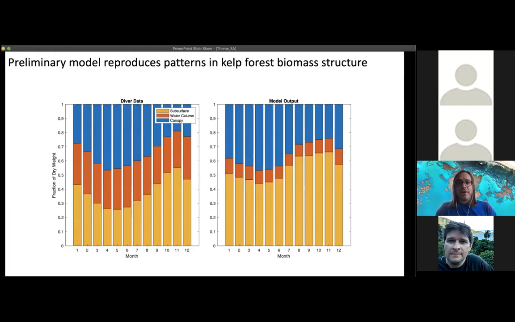And as of right now, her preliminary model is producing the same proportions of subsurface water column and canopy biomass as some of the longer SBC LTER time series data.